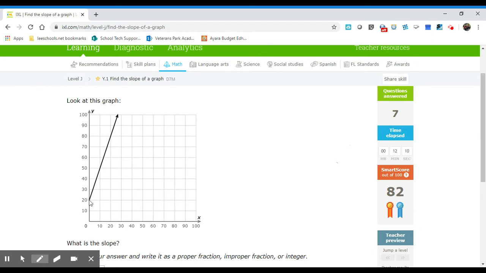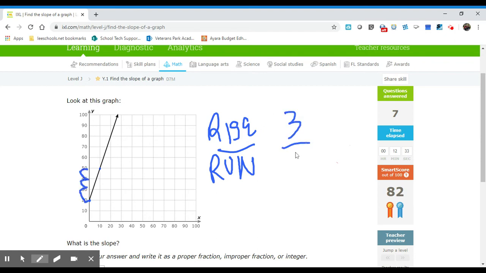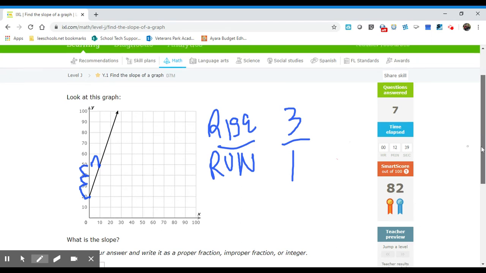So here's the point that intersects on our line on the graph. There's the point. We go up, up, up, up, up, up. Here's the point. Like that. And again, rise over run. And this is going to be repeated all year long. Rise over run. We always want to remember that. So how much are we rising? We're rising 1, 2, 3. And we are running 1. So 3 over 1, which simplifies to 3.